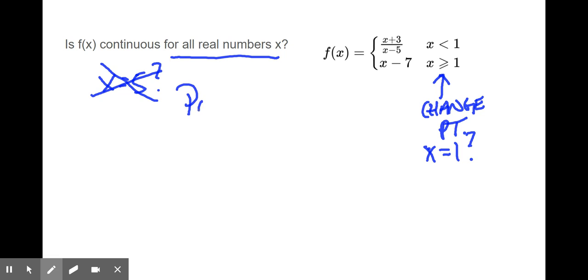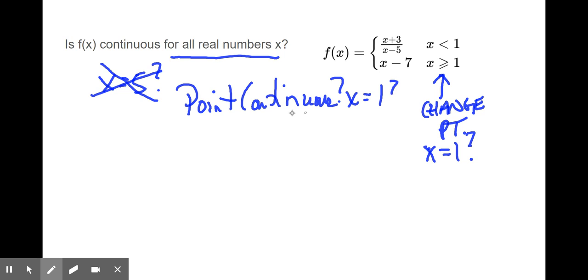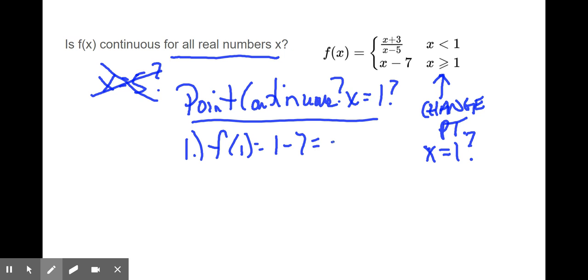Well, how do we figure out whether or not something is continuous at a point? Well, the Jackson 5: continuity, it's easy as 1, 2, 3. Okay? So the question is, is it continuous at x equals 1? Well, we can figure that out. Number 1, what is f of 1? Well, 1 goes in the bottom piece, right? And you get negative 6.